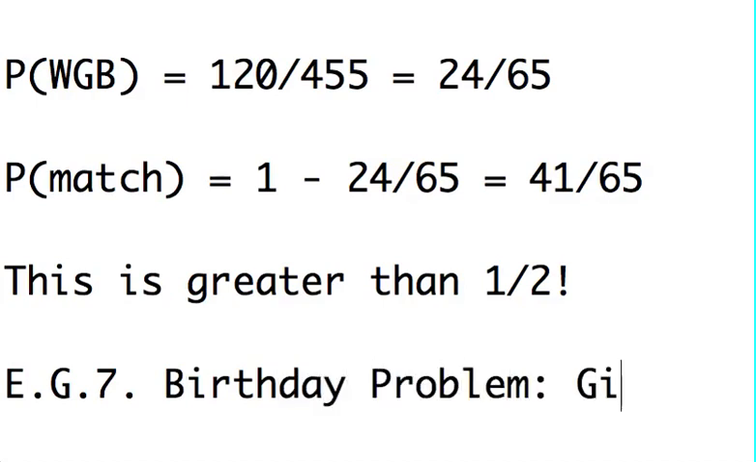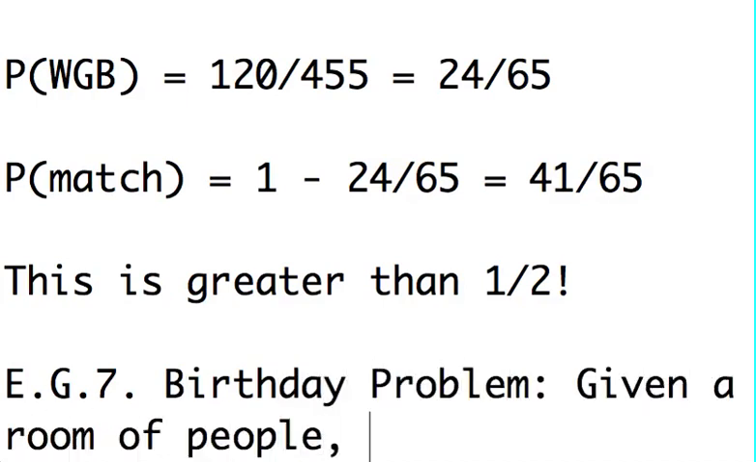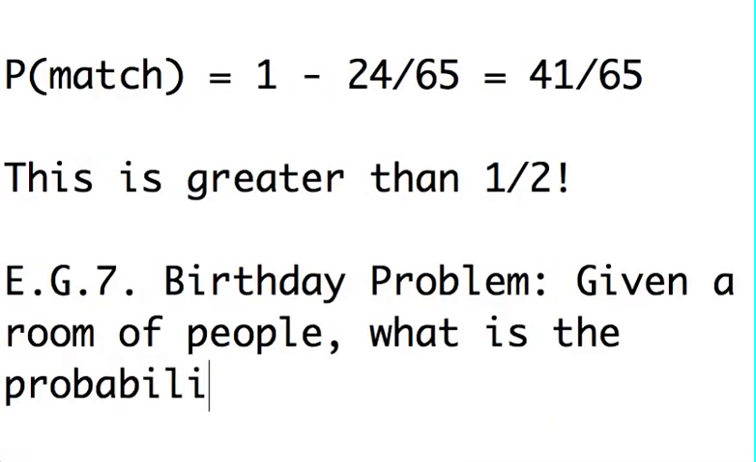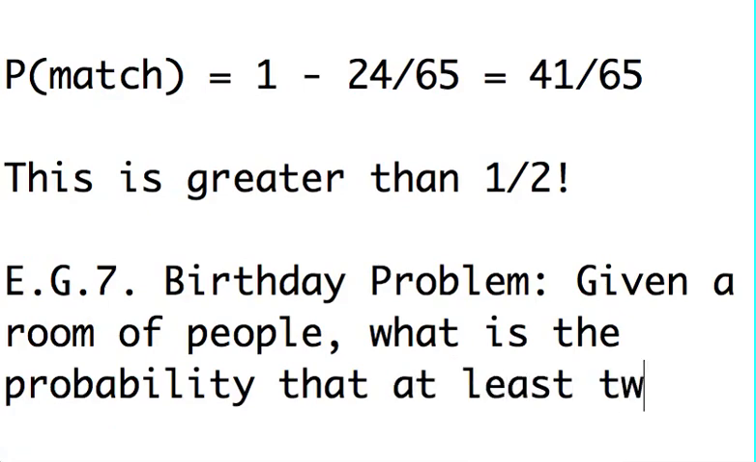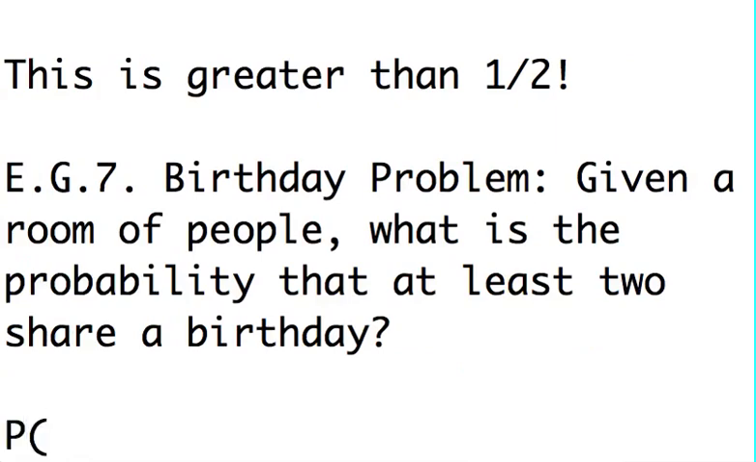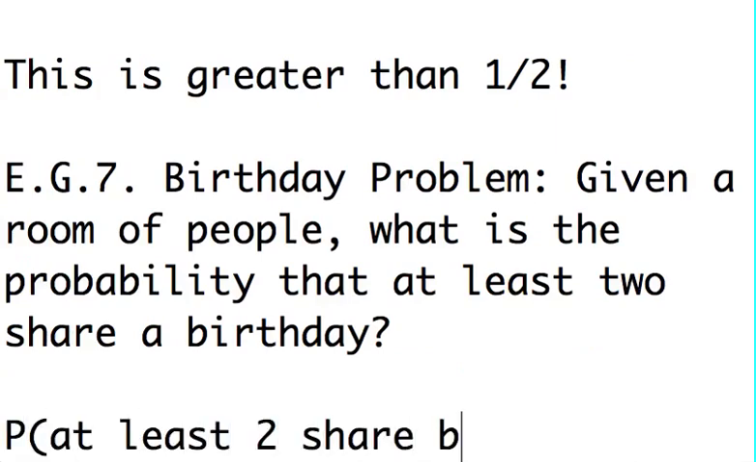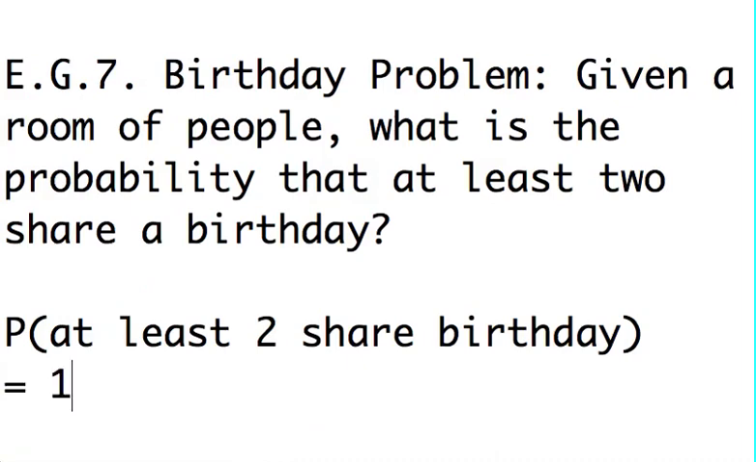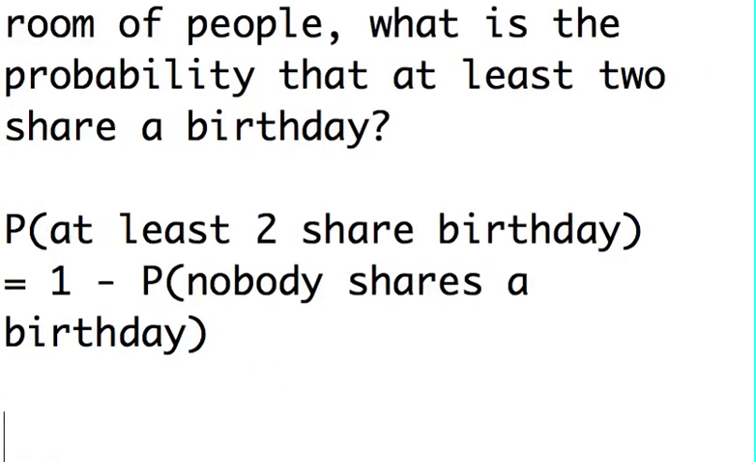The question is this: given a room of people, what is the probability that at least 2 share a birthday? So we're looking for the probability that at least 2 share a birthday. The complement of this event is that nobody shares a birthday. So the probability that at least 2 share a birthday is 1 minus the probability that nobody shares a birthday. So we want to figure out this second probability. It's going to be a lot easier to figure out than this first probability.